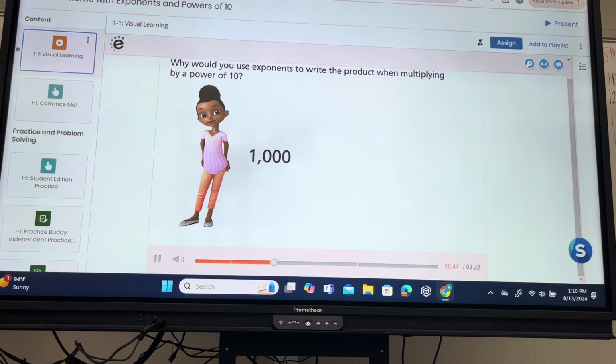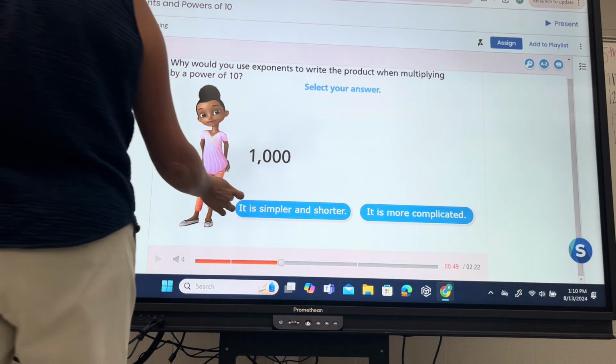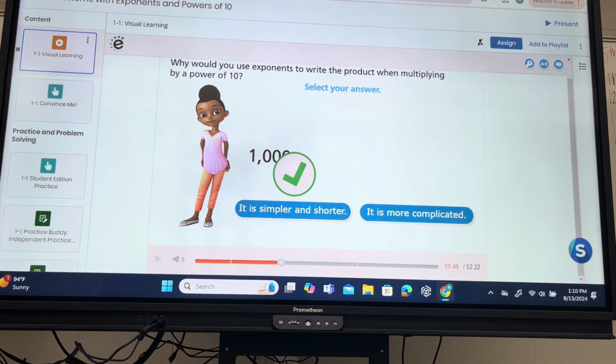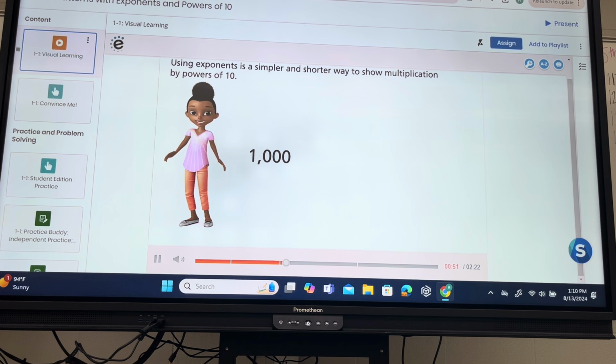Why would you use exponents to write the product when multiplying by a power of 10? Select your answer. What did we say? Why do we do that? It's simpler and shorter. Using exponents is a simpler and shorter way to show multiplication by powers of 10.